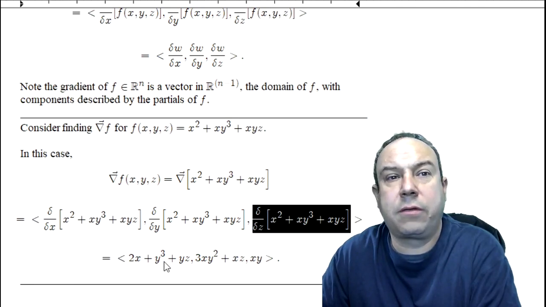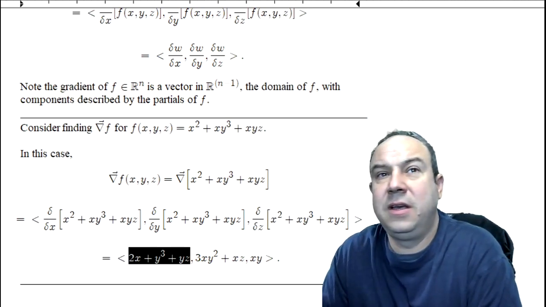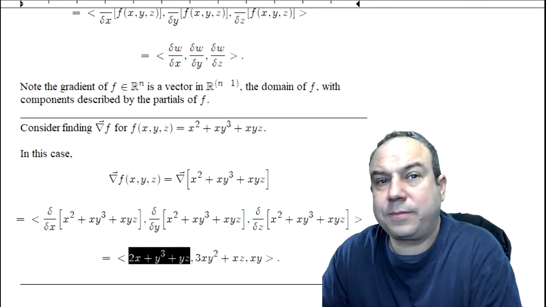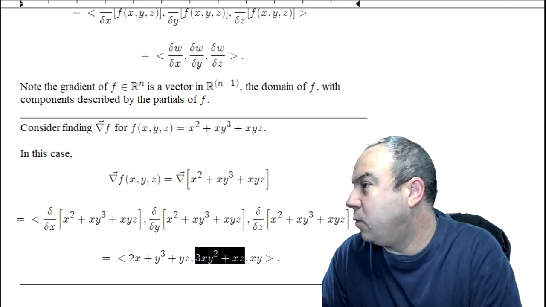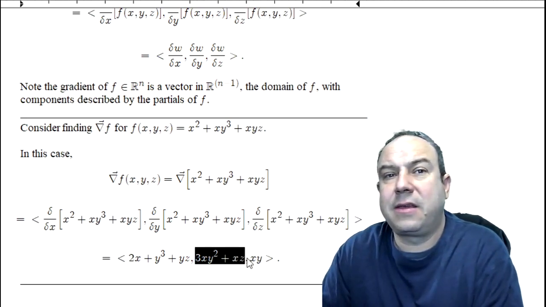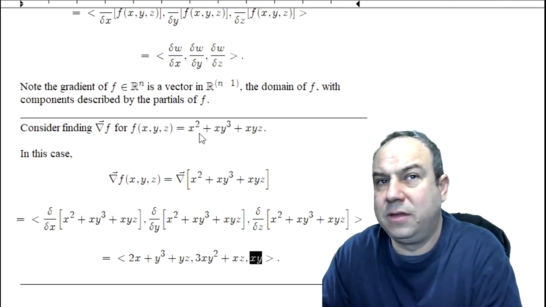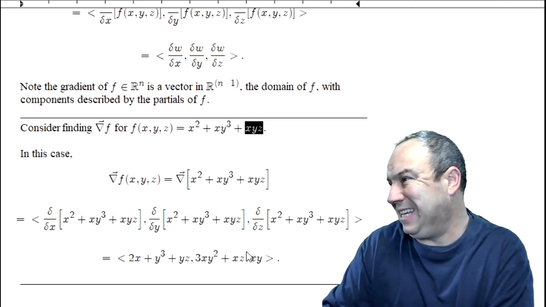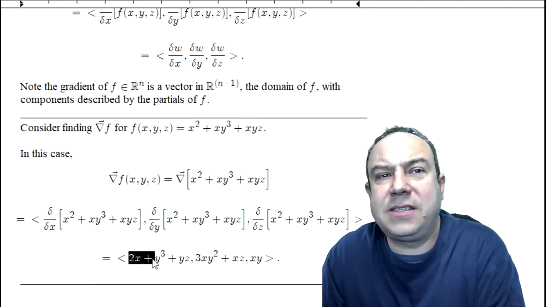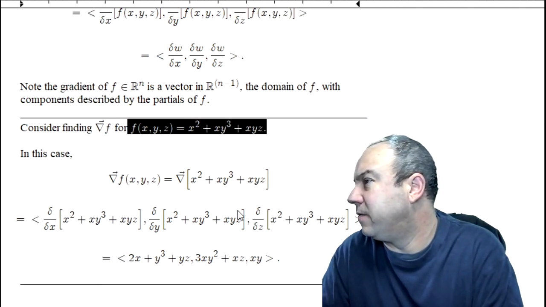And I did roll through those with you. The first one would be with respect to x, and that does produce 2x plus y cubed plus yz. The second component would be with respect to y. That would be 3xy squared plus xz. And the third component would be with respect to z. And that would simply be x times y in value. Right? 0 plus x times y in value is what we get if we took the partial of that with respect to z. All right? This is the three-dimensional gradient describing this surface up above.